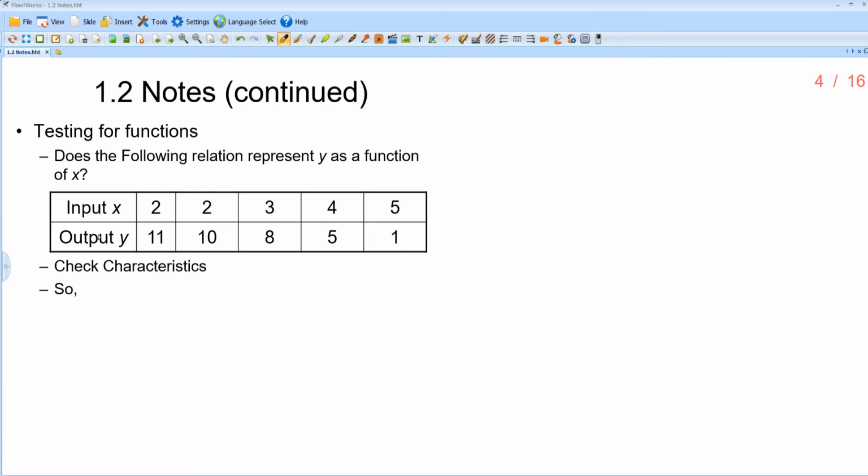So we have our input and our output. We have 2 and 11, 2 and 10, 3 and 8, 4 and 5, 5 and 1. Each element of x is being matched to an element of y, or each element of A is being matched to an element of B. Each input has an output. And we're looking to see, are there any issues here? Okay, 5 goes to 1, no big deal. 4 goes to 5, 3 goes to 8, 2 goes to 10, and 2 goes to 11.